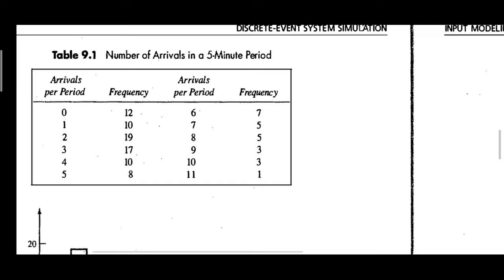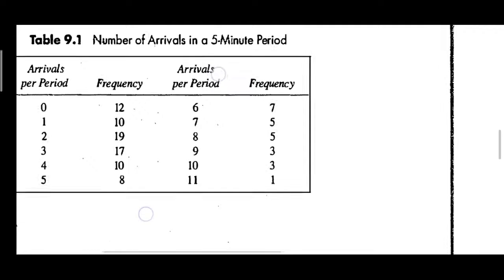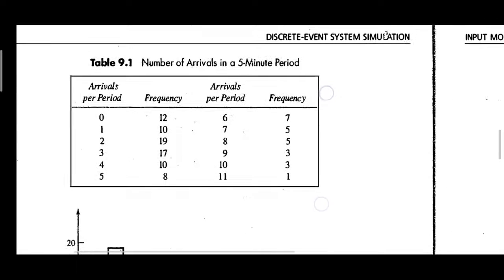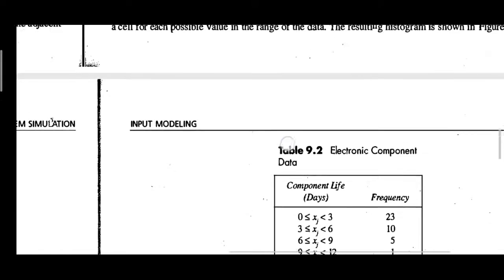So frequency of arrival per period: for zero arrivals per period, the frequency observed is 12. For 1 it is 10, as you can see in the table. For 2 it is 19, 3 as 17, 4 as 10, 5 as 8, and so on till 11, where we have 1. Try to understand the statement again.